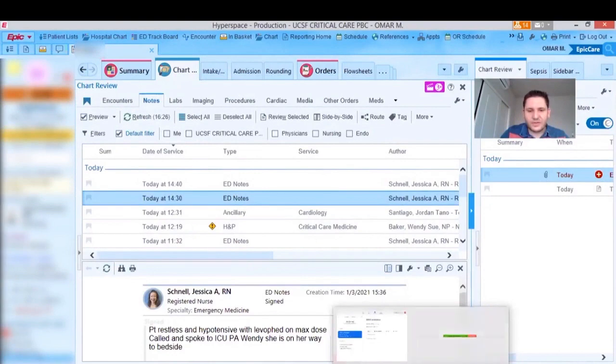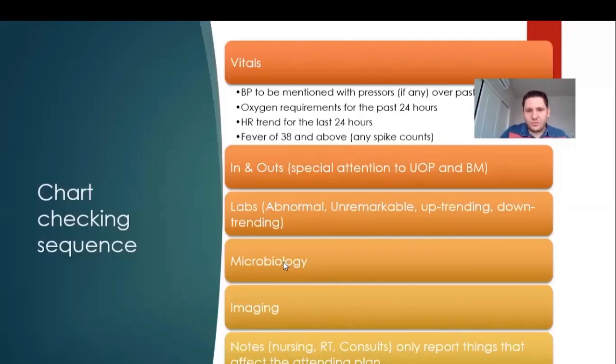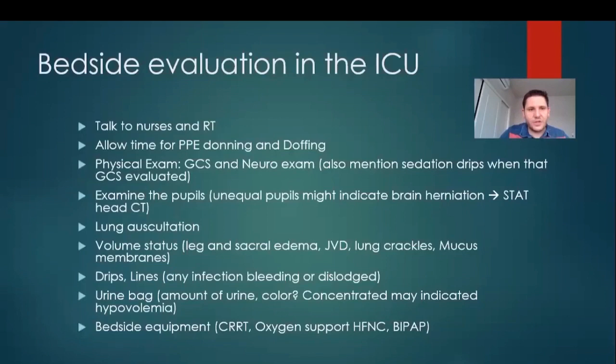So we'll go to the next step. That was basically the first step, chart checking the patient in the morning. That's what you guys will do tomorrow for your patients. Bedside: in the ICU, most of the patients right now are all intubated and sedated. So you need to know what you're looking for when you go to see the patient. The main thing is you need to talk to the nurse and the RT.